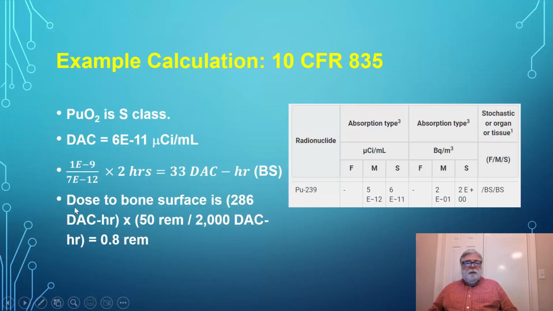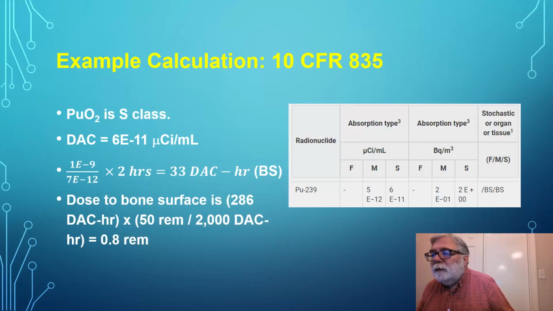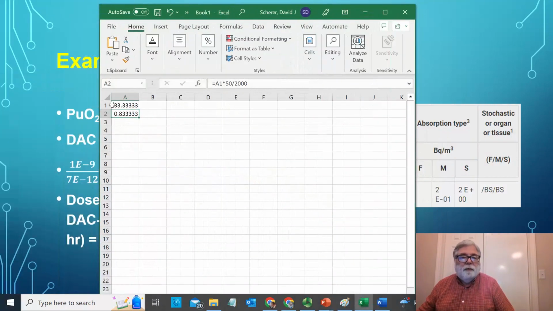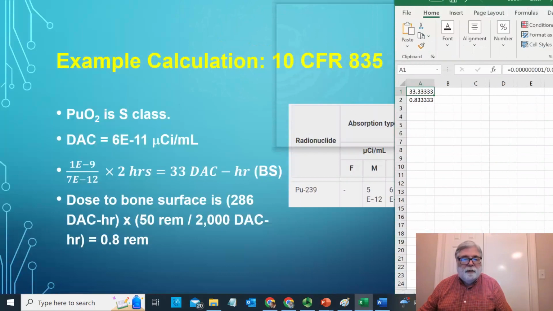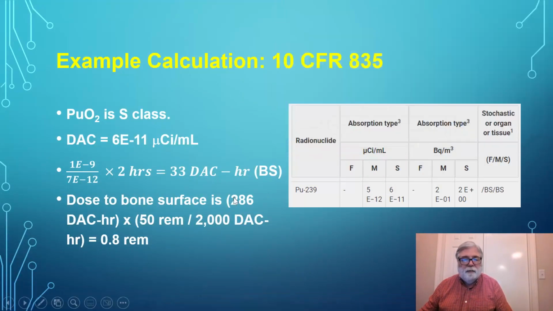So for the dose to the bone surface, we're going to take our 286 DAC hours that we calculated. It's not 286. So what's the calculation for this? I didn't calculate it right. So we have 33 DAC hours times 50 rem. I'll get a calculator out. We have 33 DAC hours divided by 6 times 10 to the minus 11. So yes, I did calculate this. Oh, it is 33 DAC hours, not 286. So this should be 33 DAC hours instead of 286.